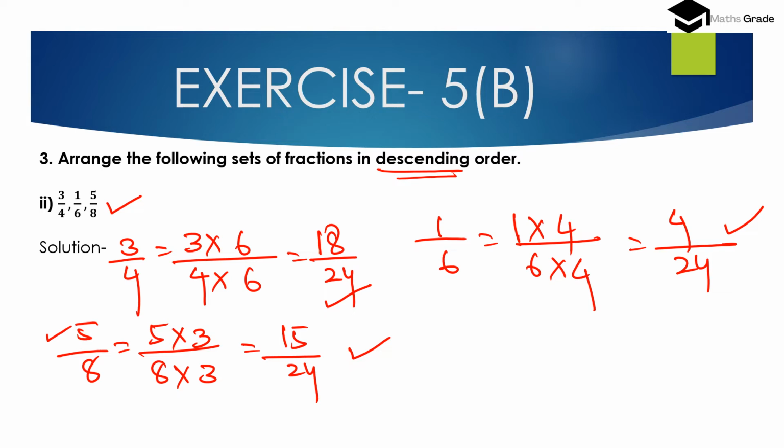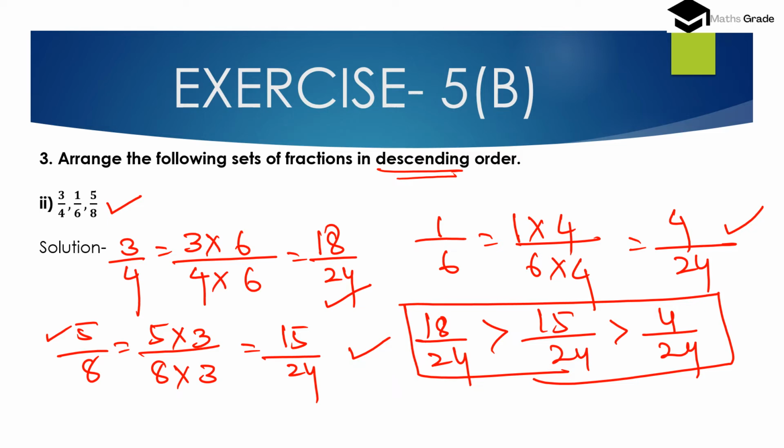Now we got the denominators of all these fractions are equal, that is 24. Now we have to compare these like fractions having the equal denominator 24. Here the numerators: 18 is the greatest, so the fraction with the greater numerator is the greatest fraction. So 18 divided by 24 is the greatest fraction, then 15 divided by 24, then 4 divided by 24.